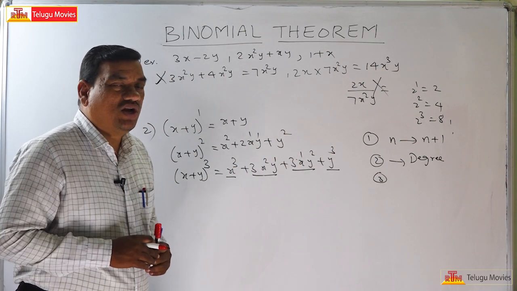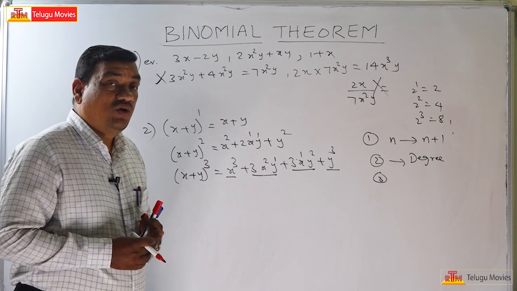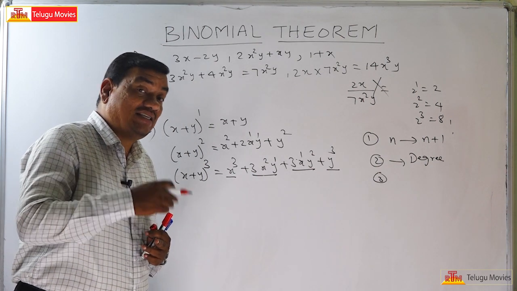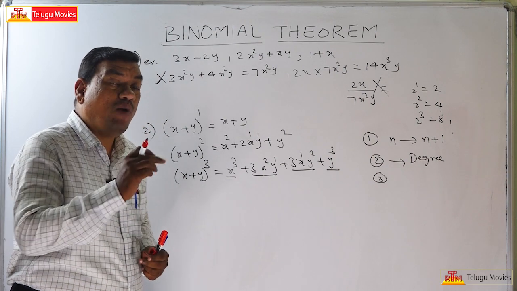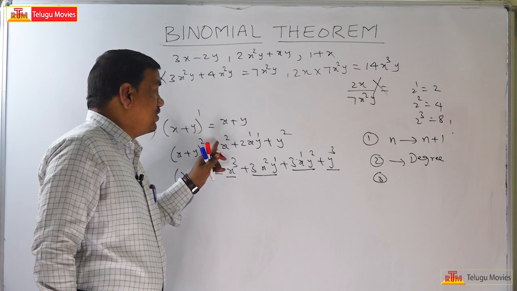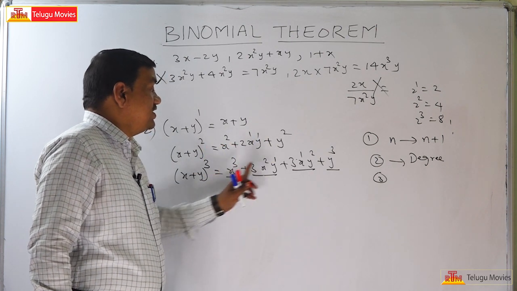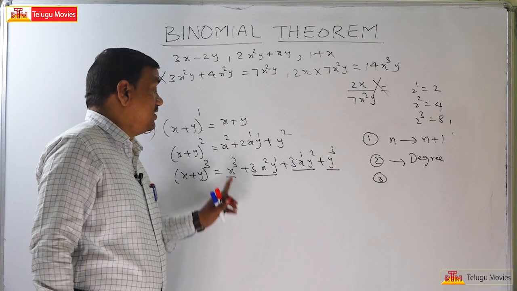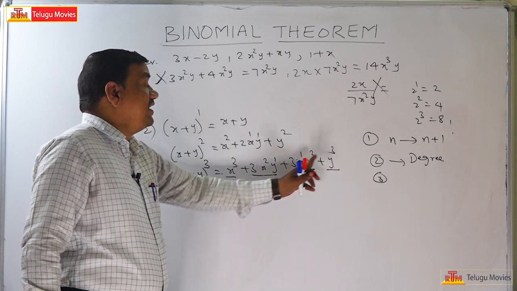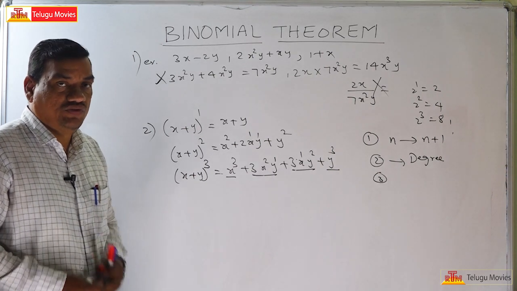So we have observed how many terms there are, and also the exponent of each x and y. Now the problem arises with these coefficients. Here x square has coefficient 1, 2, 1. Here x cube coefficient is 1, y cube coefficient is 1. Here 1, 3, 3, 1. So how to find out those coefficients?